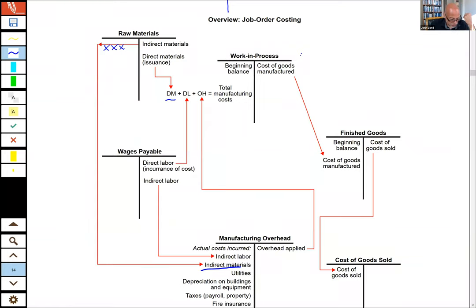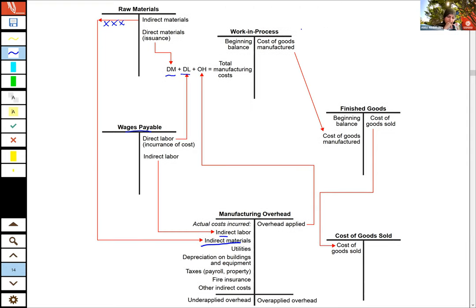Now, what happens? Then we go ahead and we have our wages payable. When we have our wages payable, if it's direct labor, again, it goes up to work in process because it's direct, I can easily trace to the job. If it's indirect, it goes to manufacturing overhead.